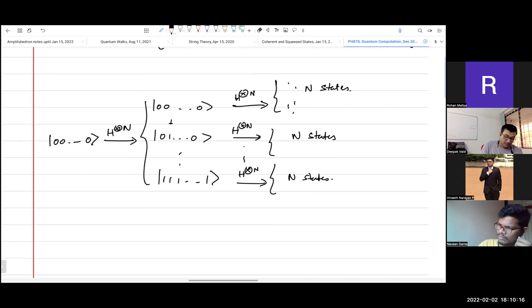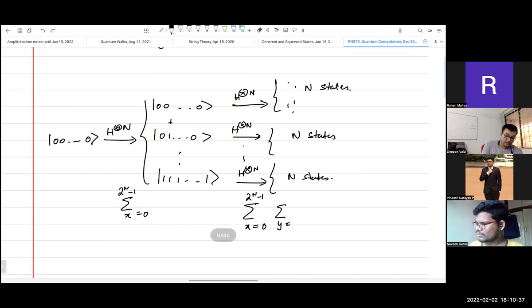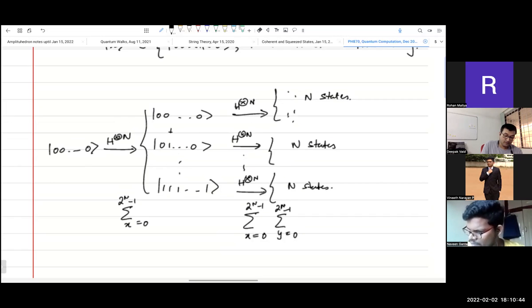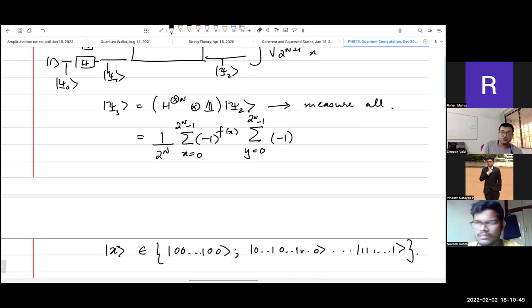So the first Hadamard is what gives you the summation over x, the first summation, x from 0 to 2 to the n minus 1. And then the second Hadamard is what gives you the second summation, y from 0 to 2 to the n minus 1. Okay, it takes a little bit of time to wrap your head around this.